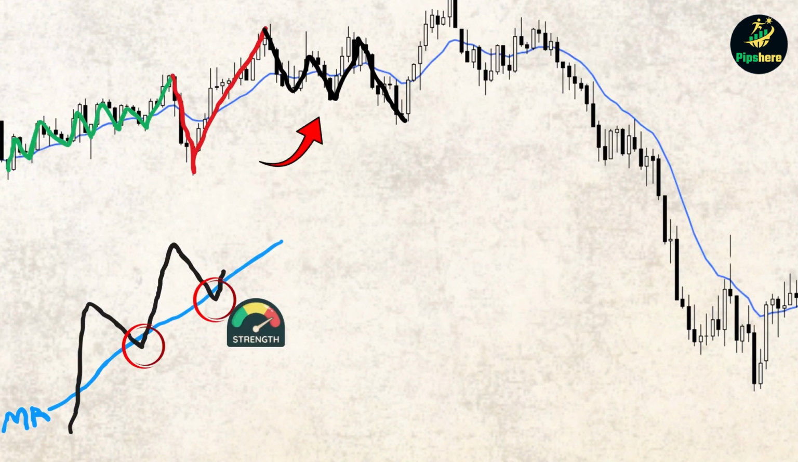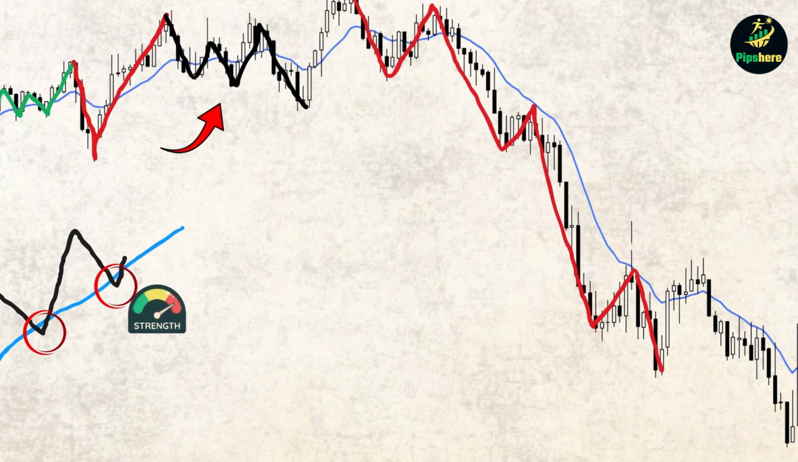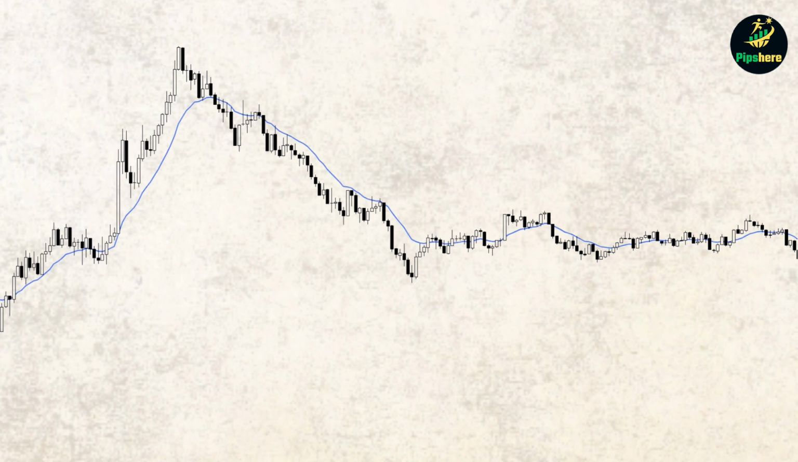Whenever you see momentum weakening, price losing respect for the moving average, and market structure becoming less clear, it's often a sign that the market is transitioning into a different phase. And as traders, these changes in behavior are exactly what we need to recognize before making our next decision. Now let's move on to the next example.